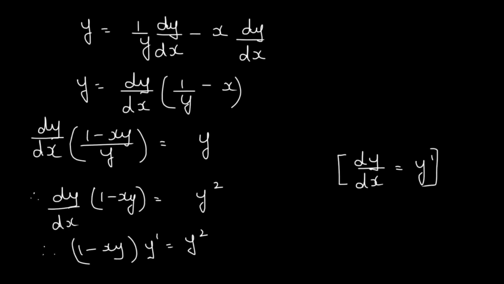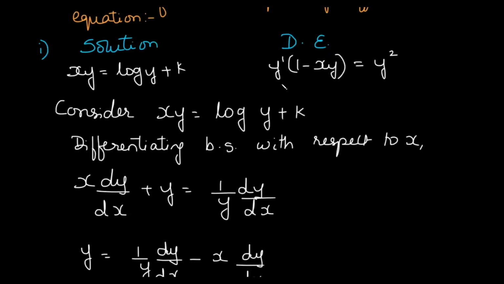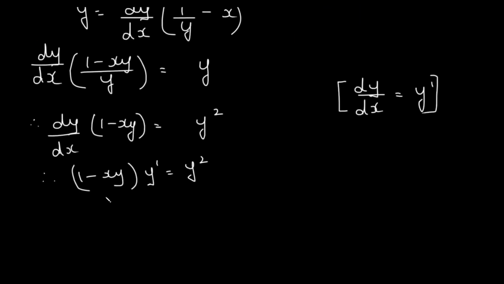And this is what the question actually is. Look at the question, that is what they have told us to prove. That is, the differential equation is y dash into 1 minus xy is equal to y square. So thus we prove the given term, that is, we prove that the given solution holds. So therefore we write the conclusion.